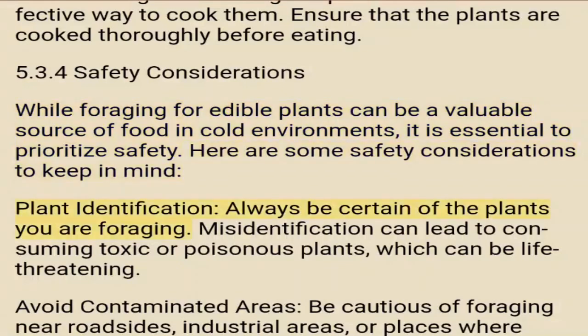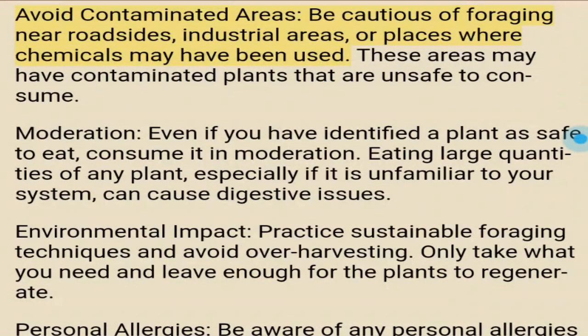Plant identification. Always be certain of the plants you are foraging. Misidentification can lead to consuming toxic or poisonous plants, which can be life-threatening. Avoid contaminated areas. Be cautious of foraging near roadsides, industrial areas, or places where chemicals may have been used. These areas may have contaminated plants that are unsafe to consume.